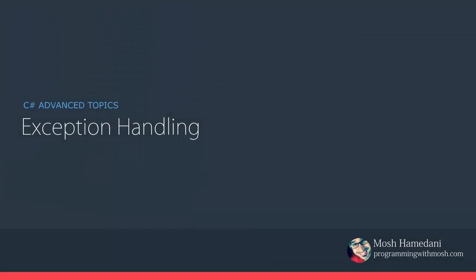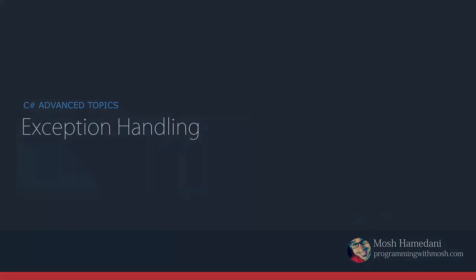Okay, exception handling. In C#, we can use exception handling to deal with unexpected or exceptional situations that arise when a program is running. As .NET developers, we need to learn how to handle exceptions effectively. Let's get started with the code.